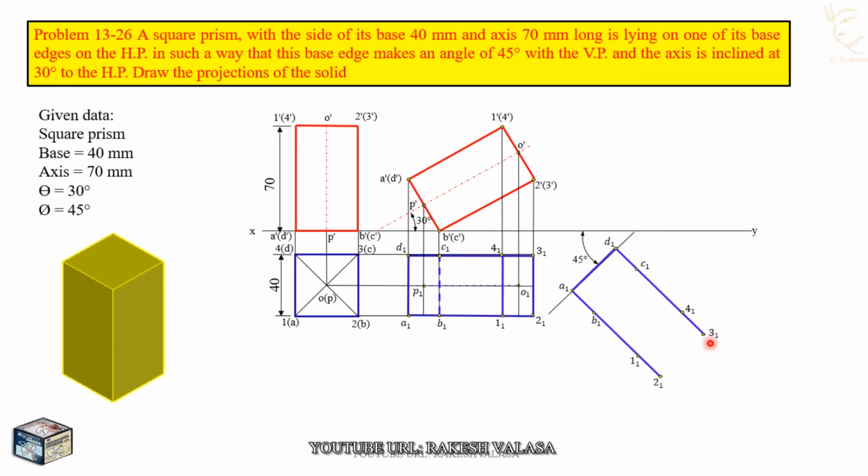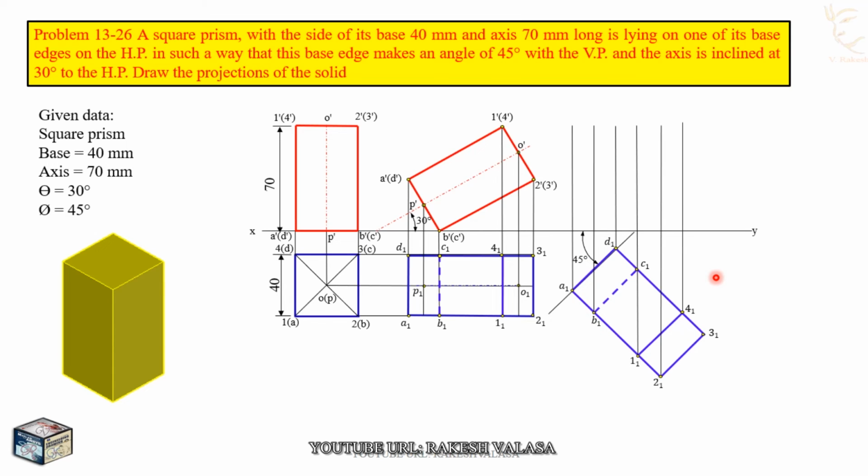Now join 2 1 3 1. Here 1 1 4 1 is continuous thick line. Next B1 C1 is a dashed line. This is the third top view. After this, from each and every corner point draw the vertical projector to get the final front view. From A1 point, B1, D1, C1 or 1 1, 4 1, 2 1, 3 1.